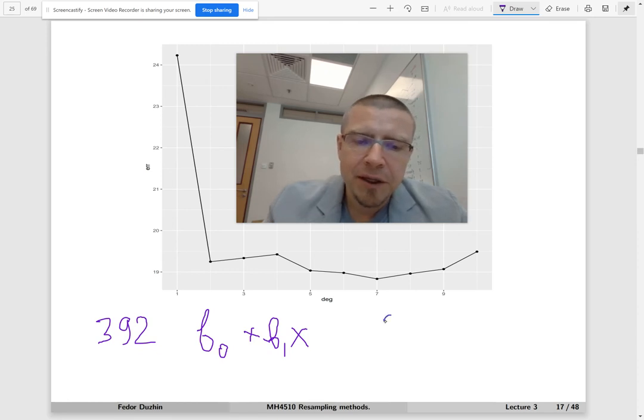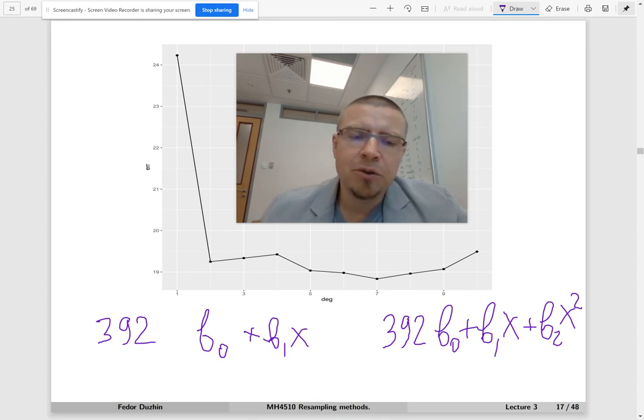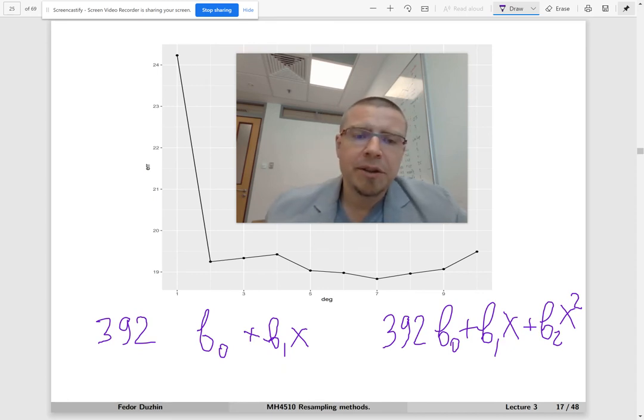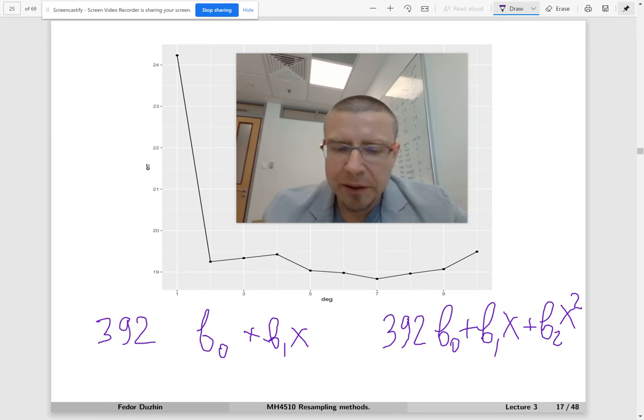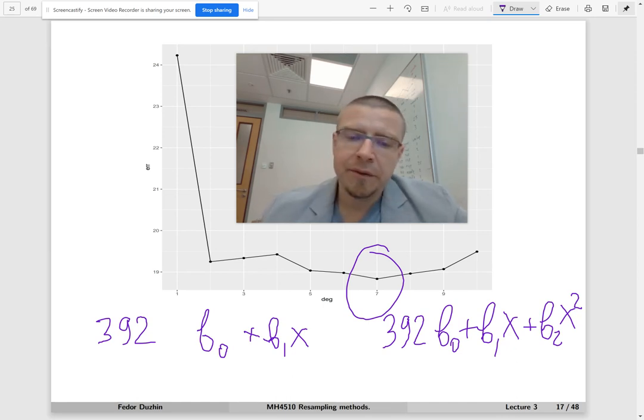Then I fitted 392 quadratic polynomials, b0 plus b1x plus b2x squared. Then I fitted 392 polynomials of degree 3, 4, and so on up to 10. Every time I found the error, and then I just reported this error. And apparently for this data set, what we see is that the value of degree that minimizes the leave-one-out cross-validation error is 7.